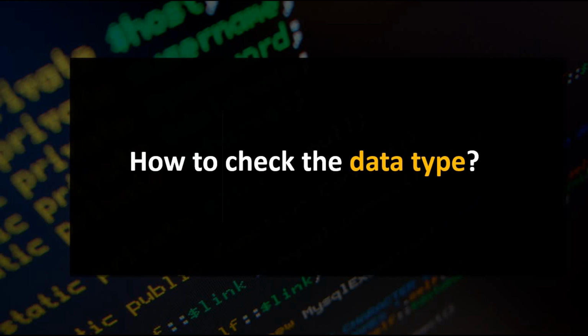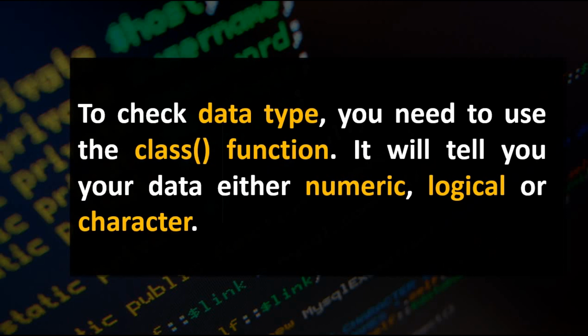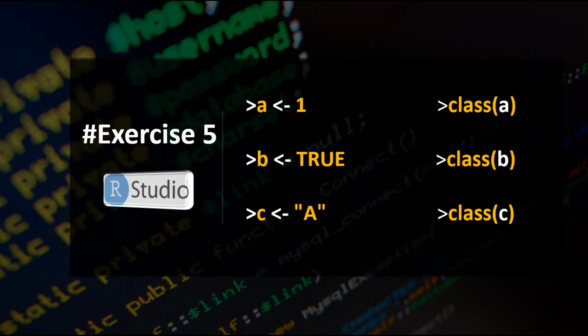So how do we check our data type if we want to? To check the data type, you need to use the class function. It will tell you whether your data is numeric, logical, or character. So let's go to exercise 5 and assign some values and then ask R their type. So let's go and open RStudio.